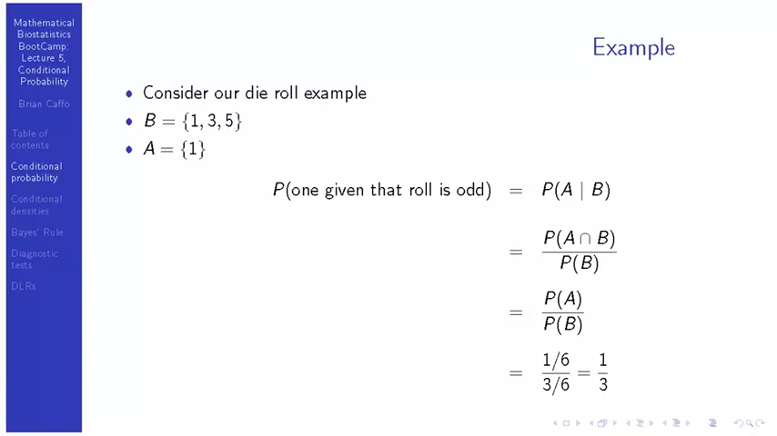We want the probability of a 1 given that the die roll is odd. So in this case, B is a 1, 3, or a 5. A is just a 1. So the probability of A given that B has occurred is the probability of the intersection. And in this case, A is the set containing 1, B is the set containing 1, 3, and 5. So A is a subset of B, so when you intersect the two, you just get A by itself. So it works out to be the probability of A divided by the probability of B. The probability of A by itself is 1/6. The probability of B is 3/6, and we get 1/3, exactly the answer that our intuition told us.